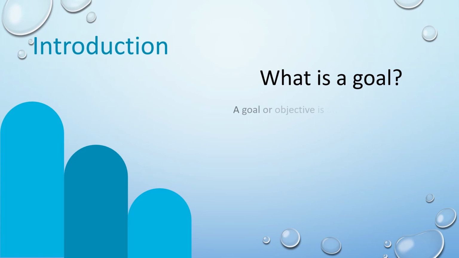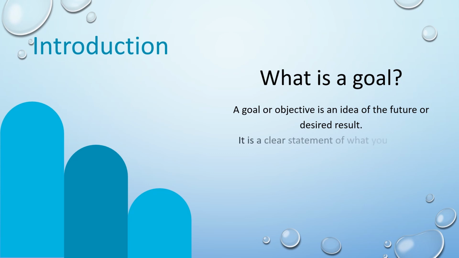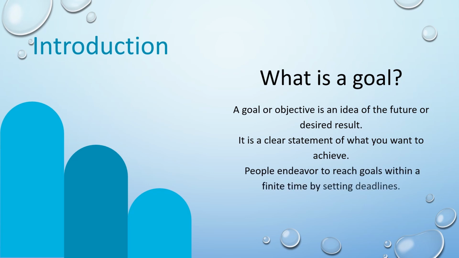A goal or objective is an idea of the future or desired result. It is a clear statement of what you want to achieve. People endeavor to reach goals within a finite time by setting deadlines.